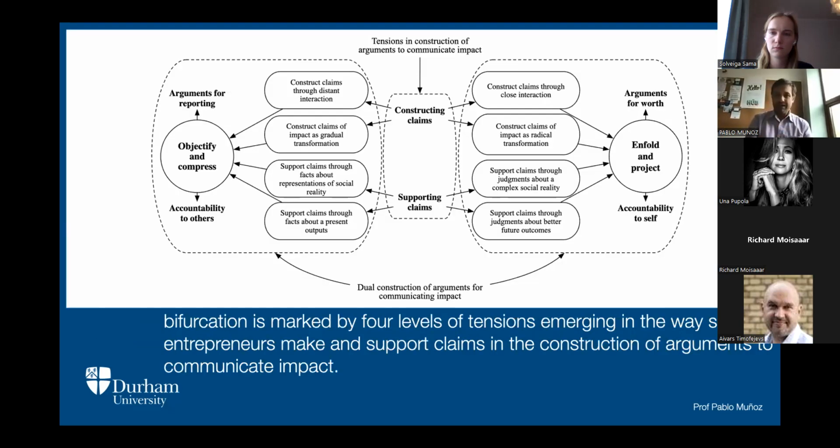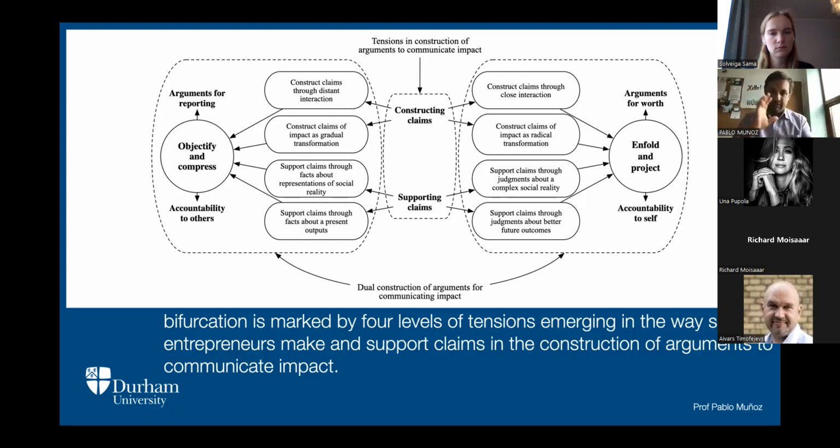So this is where we are now with our theoretical model, which is not yet a model, just a more refined view of those early argumentations of social impact measurement. And these are marked by what we now see as tensions between the way arguments are constructed and the way claims are constructed and supported. So we have this dual construction of arguments for communicating impact, and that again is divided into different ways of doing it.